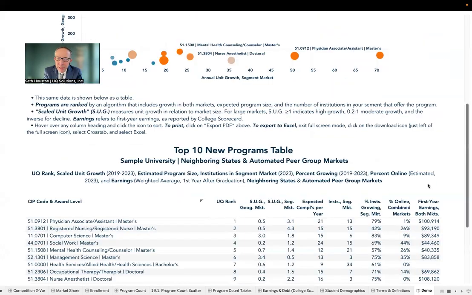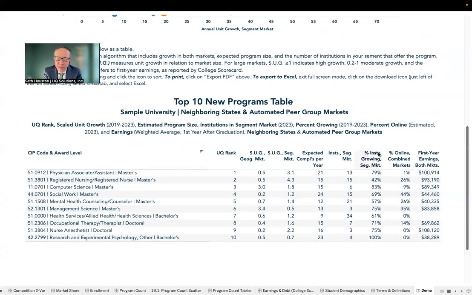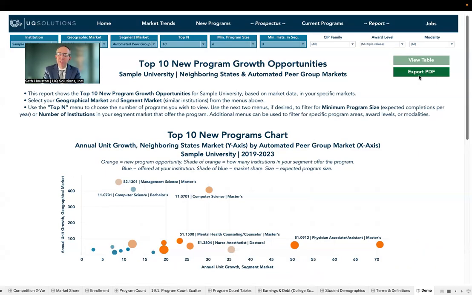Now, all this data appears in the table below, as well as a few other data points like the percentage of schools that are growing, to what extent this program is offered online, and the first-year earnings for students who graduate from this program. So it's a really nice way to get a short list of programs to look at further for high-potential, low-risk new program growth opportunities.